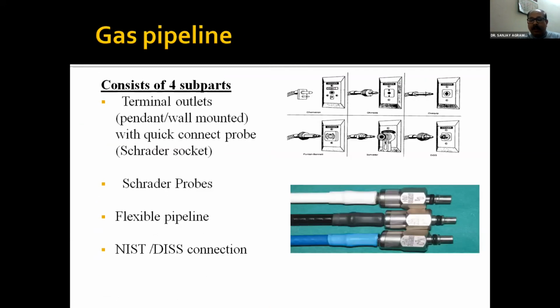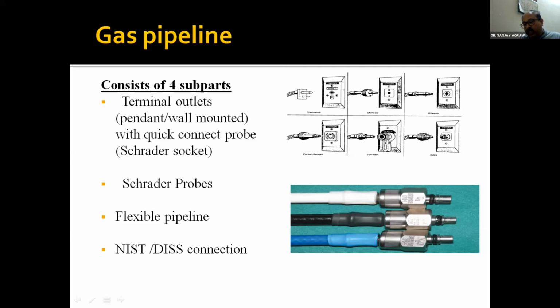Coming to gas pipeline, a few things that are very important: you are supposed to know what is a Schrader probe, what is flexible tubing, and what is NIST or DISS. The Schrader probes are present in the wall mounts. Then there is flexible tubing which is color coded for different gases. And then this is the DISS or NIST.